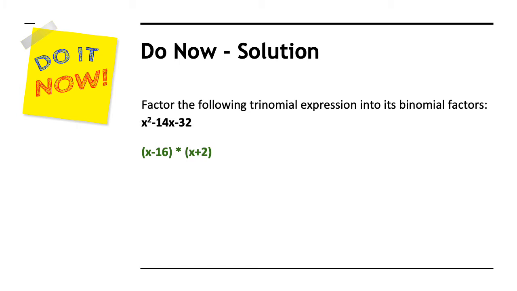Right, hopefully that was mental math for you. The two binomial factors of the trinomial are the quantity x minus 16 and the quantity x plus 2. If you had any difficulty solving this problem, please consult the videos from weeks 1 and 2 for more in-depth explanations on how to factor effectively.